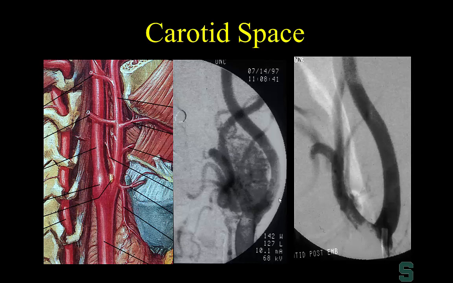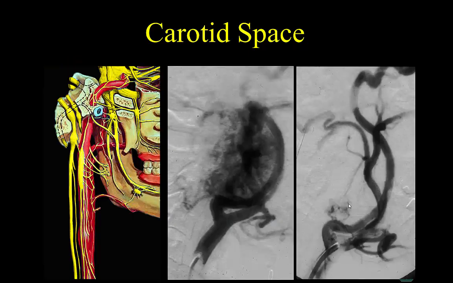So if we have a glomus tumor that arises between the carotid arteries and separates the internal and the external carotid arteries, this is a carotid body tumor. And this is the same patient just after embolization. You can see that the internal and the external carotid arteries are separated. So this is a carotid body tumor.